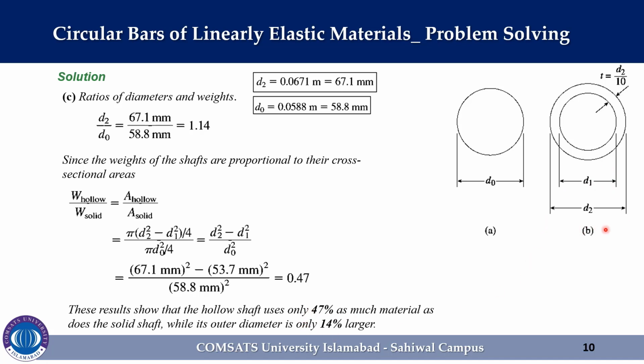This problem actually illustrates how to determine the required size of both solid bars and circular tubes when allowable stresses and allowable rate of twist are known. It also illustrates the fact that circular tubes are more efficient in the use of materials than are solid circular bars.